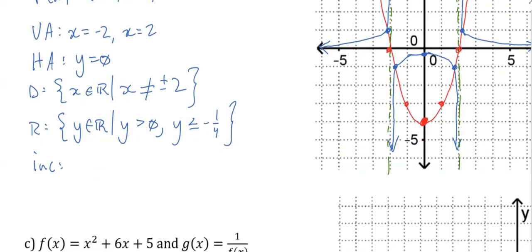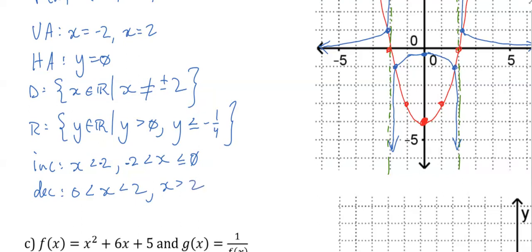Yeah. Okay, so for interval of increase, we've got x less than -2, and -2 less than x less than or equal, or doesn't matter if you include that point, but 0. And then decrease, it's decreasing in the second part of the graph. So from 0 less than x less than 2, and x greater than 2.